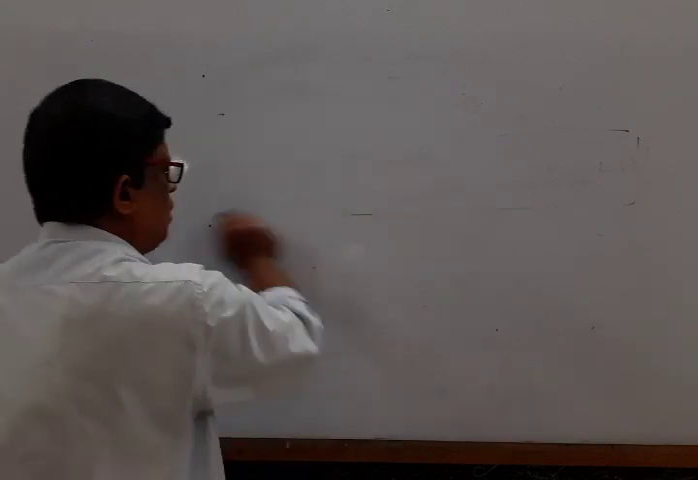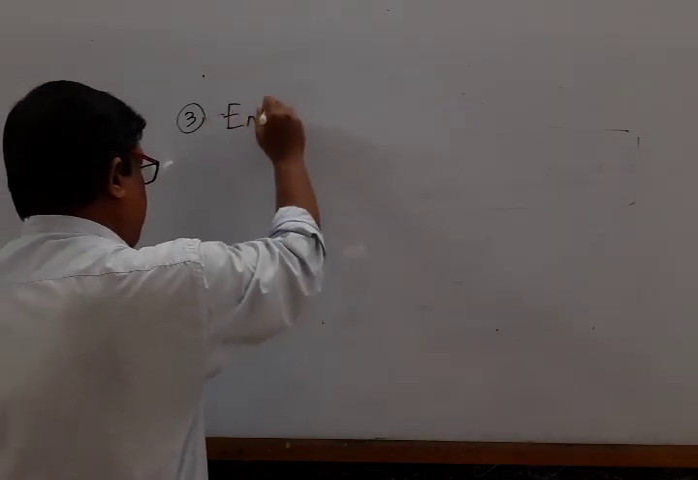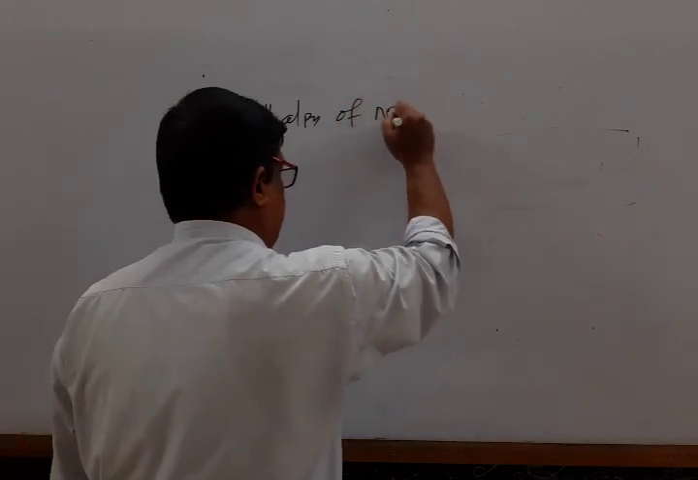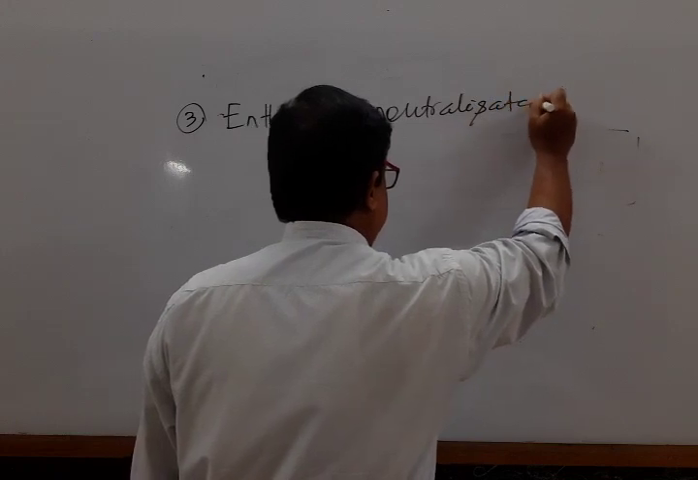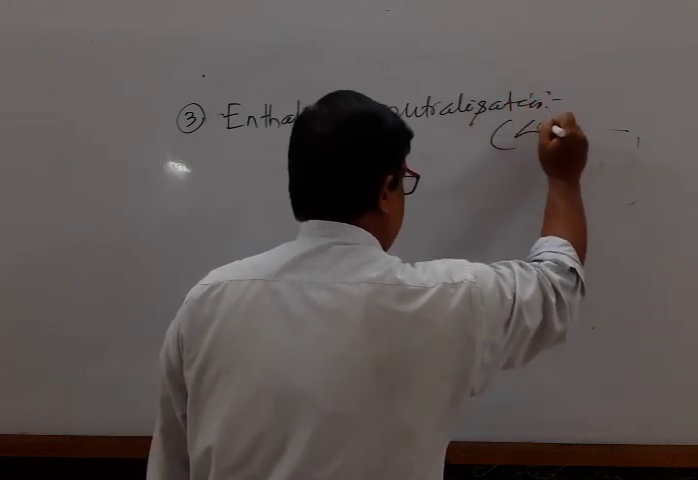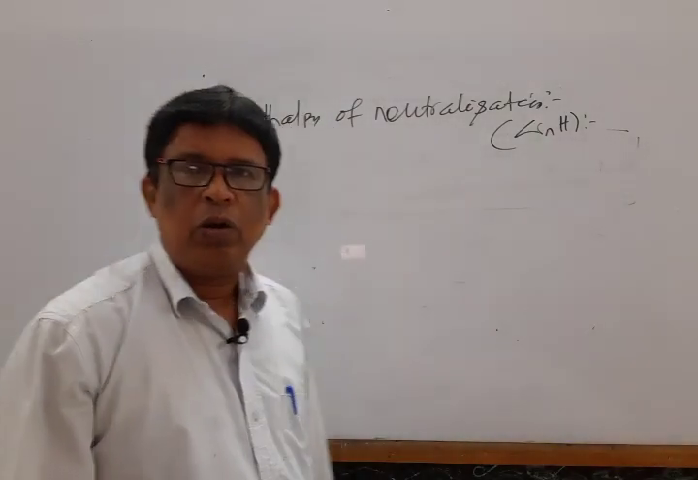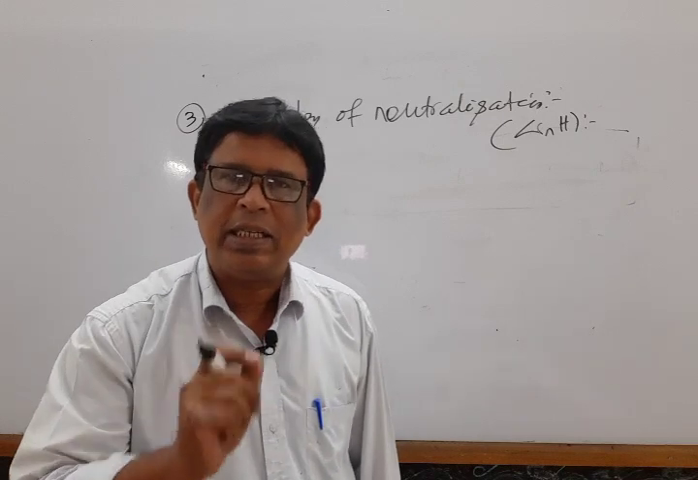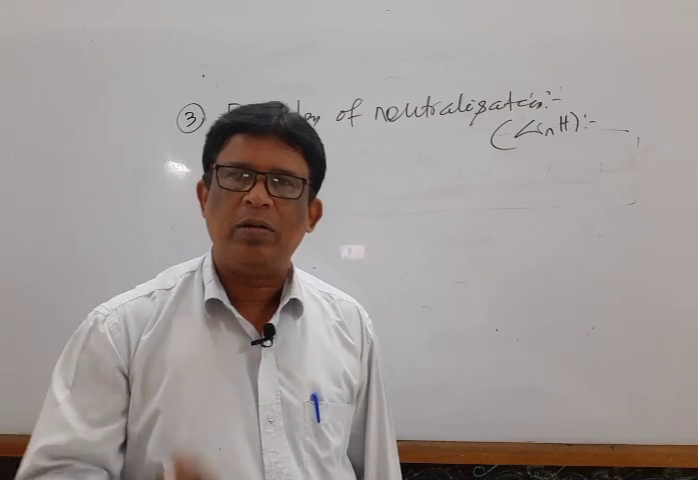Next we discuss the third important one, enthalpy of neutralization. Symbol del H. Mark that. What do you mean by enthalpy of neutralization? It is defined as the heat change, and here the amount of heat is always evolved.